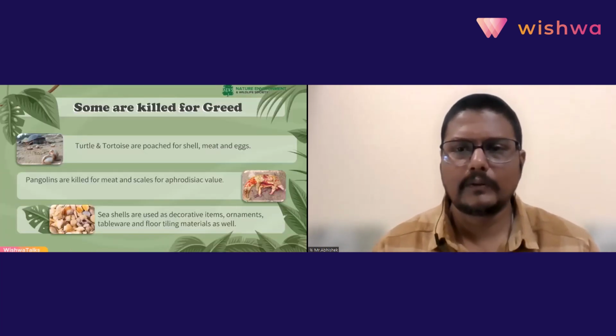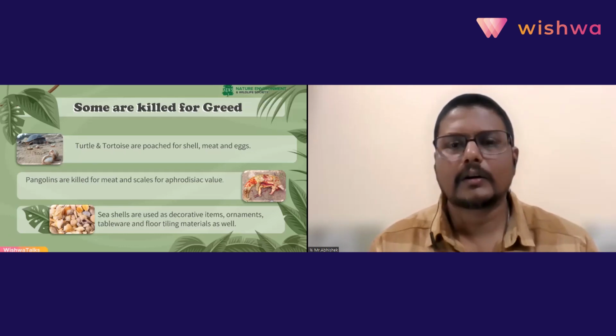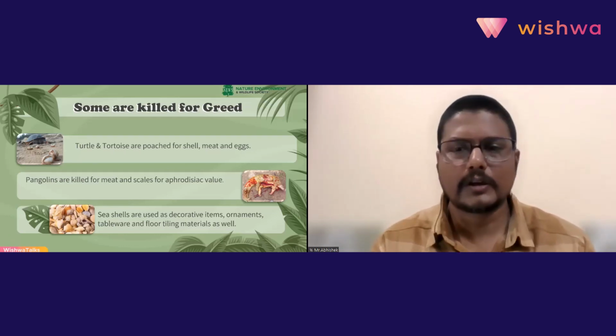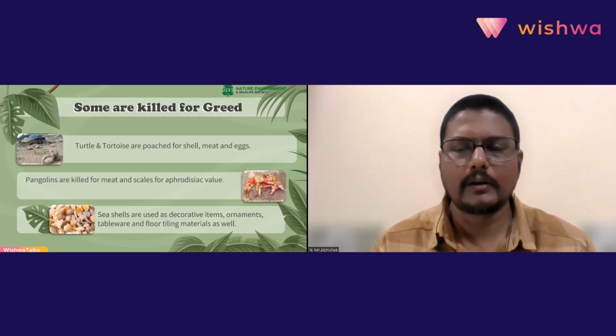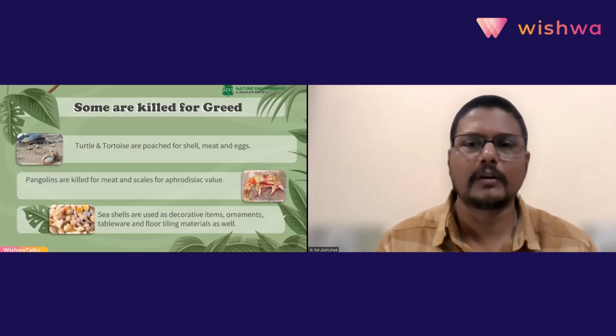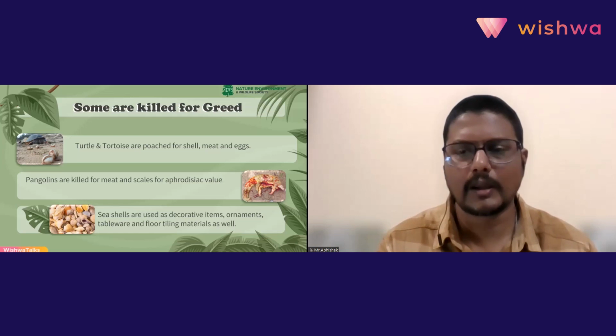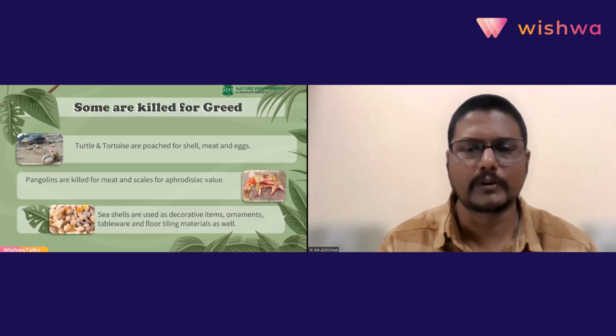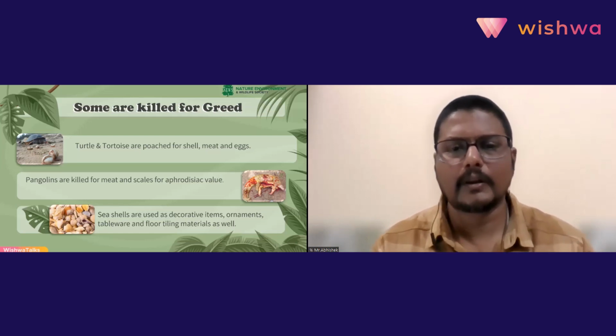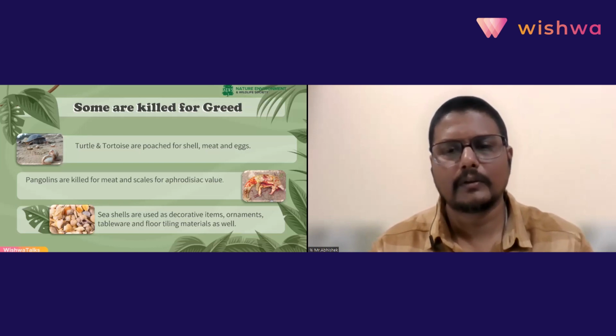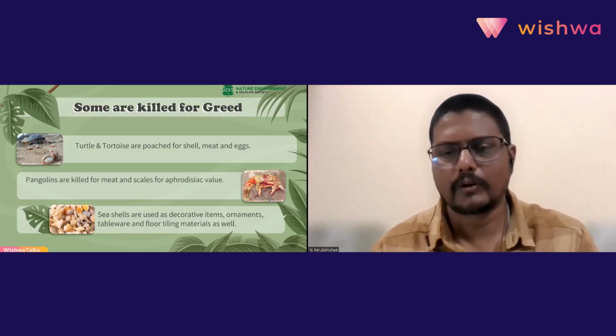And some animals are killed for greed, like turtles and tortoises are basically poached for shell, meat, or eggs. Pangolin, one of the highest trafficked animals across the globe, and after that, tiger and elephants come into the picture. So they are basically killed for their meat, scales, and aphrodisiac value, and seashells for decorative items, ornaments, tableware, and other things.